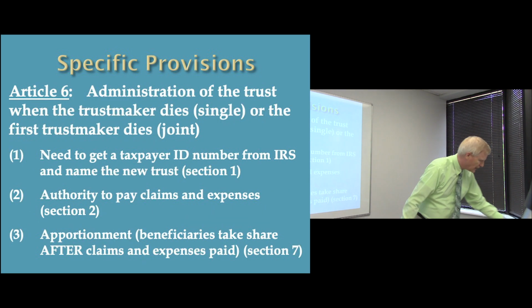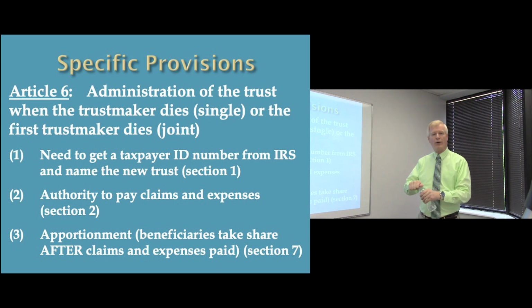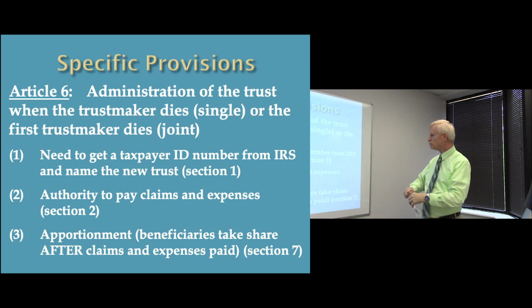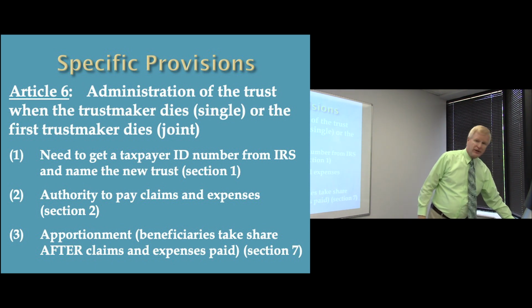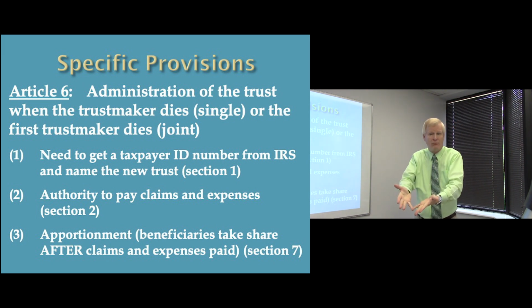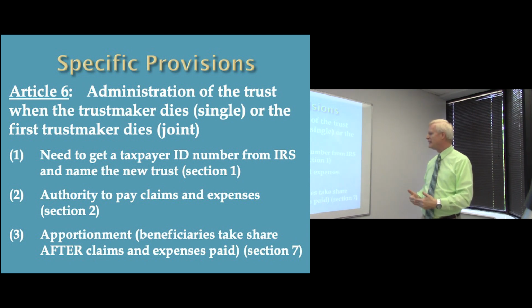Article 6, I talked to you about that temporary holding place container called an administrative trust. You're going to find the provisions for setting that up in Article 6. It talks about there in Article 6 that you need to get a taxpayer ID number from the IRS, that EIN number I talked about. Remember, when somebody dies, their Social Security number dies with them, we now need a new number. That's what we need to get.